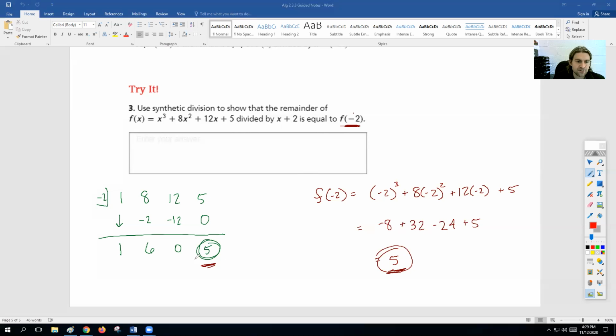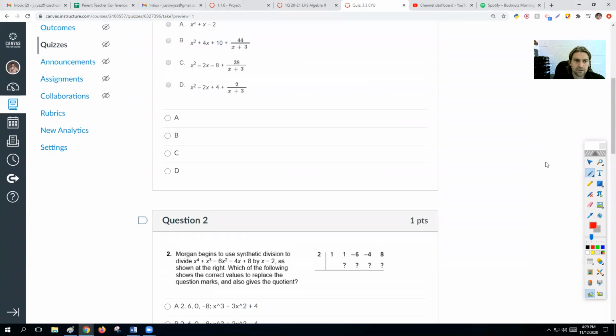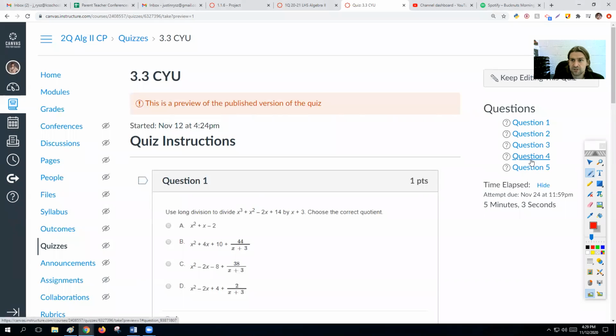Alrighty. What I want to do now is take a look at the CYU, make sure we can understand these questions, and give you guys some hints on the last CYU. So this is the 3.3 CYU, because everything else has been worksheets.